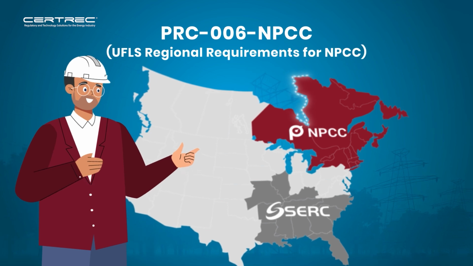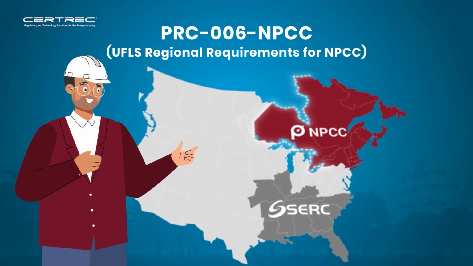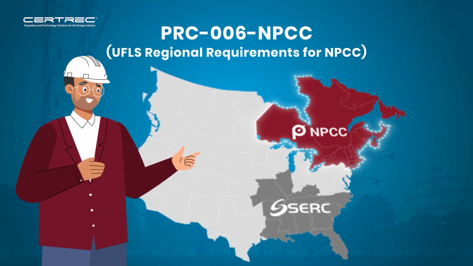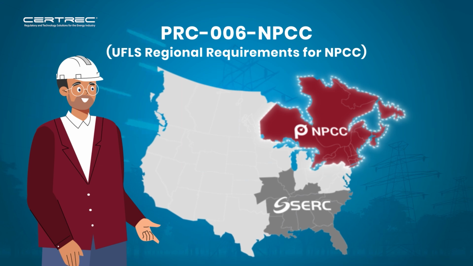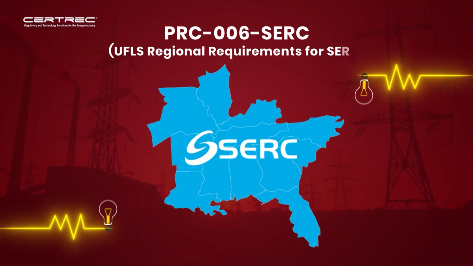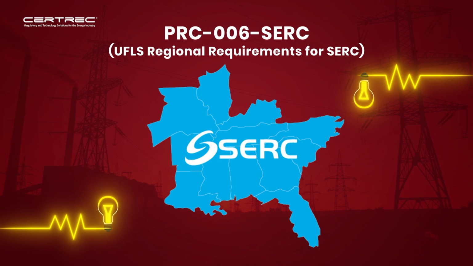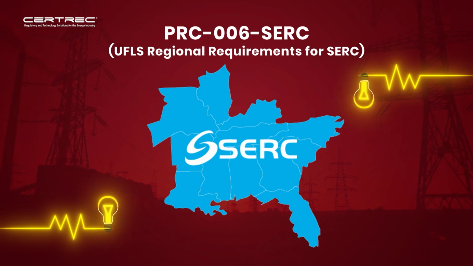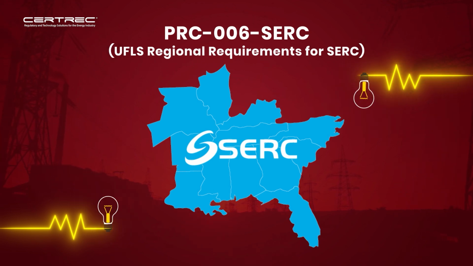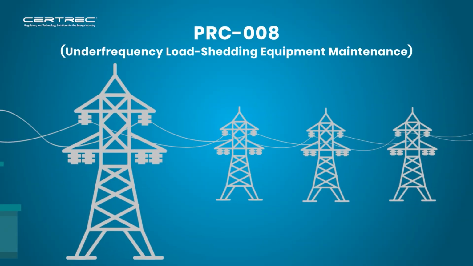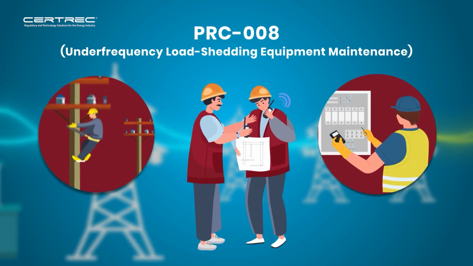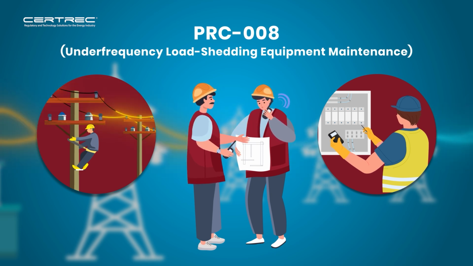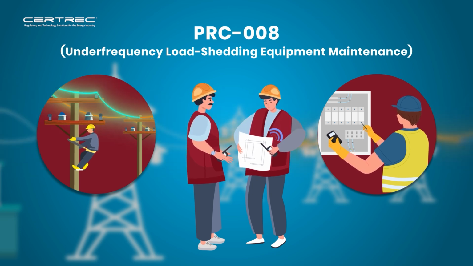PRC-006-NPCC, UFLS Regional Requirements for NPCC, specifies UFLS standards for the NPCC region, ensuring that load shedding schemes align with regional stability needs. PRC-006-SERC, UFLS Regional Requirements for SERC, addresses its unique operational and reliability challenges through targeted load shedding. PRC-008, Under-Frequency Load Shedding Equipment Maintenance, requires testing, inspection, and maintenance of UFLS equipment to ensure proper functionality during frequency-related events.